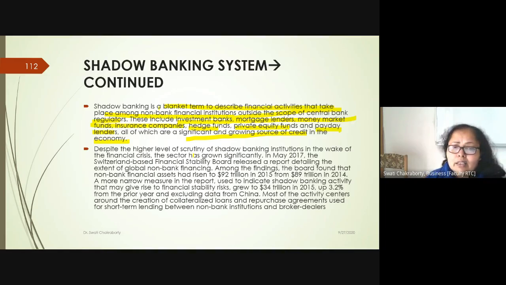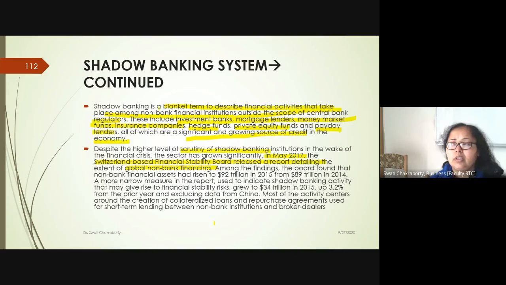Now, despite the scrutiny that came up on the shadow banking institutions due to the financial crisis, the sector has grown significantly. In May 2017, the Switzerland-based Financial Stability Board released a report regarding the extent of global non-bank financing. What they found was that non-bank financial assets had risen from $89 trillion in 2014 to $92 trillion in 2015.